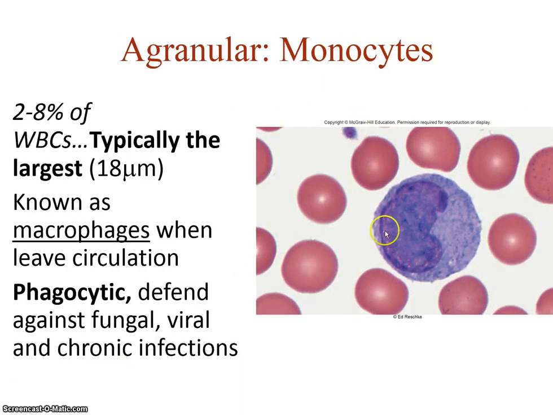Right? The monocytes are the largest, as you can see, compared to this red blood cell. Their nucleus is shaped like a kidney bean or a horseshoe. When they leave the blood vessel, they change into a much larger cell known as a macrophage. And they're really good at consuming dead, dying cells and invading cells.